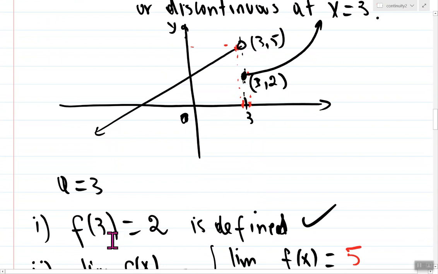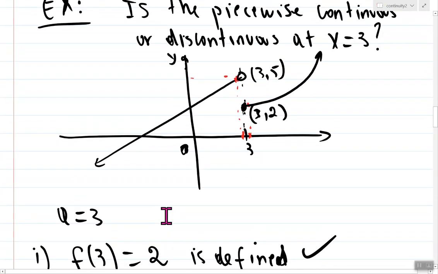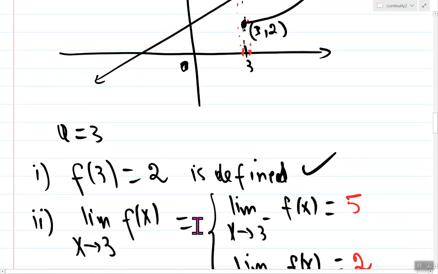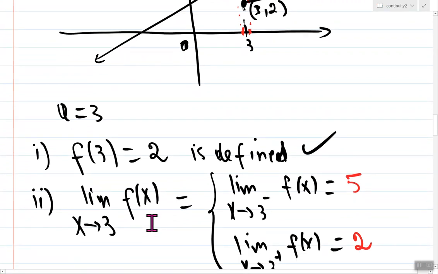What does f of 3 equal? We look at 3. Wherever we have a closed circle, that is f of 3. So f of 3 equals 2. 2 is a finite number, which means f of 3, which is 2, is defined. So the first condition is satisfied. We go to the second condition. We take the limit of the function f of x as x approaches 3.